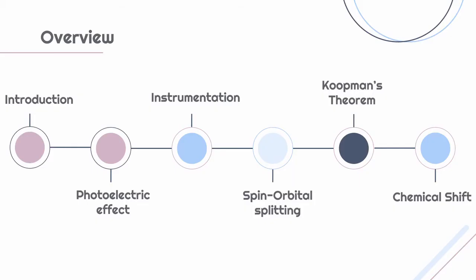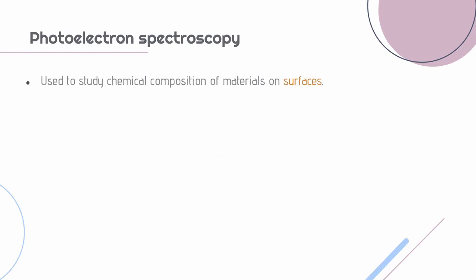We first look at a brief introduction to electron spectroscopy, and then we discuss photoelectric effect, and then basic instrumentation, that is the setup we use for photoelectron spectroscopy, and then spin orbital splitting, and then Koopman's theorem, and we end with chemical shift. Photoelectron spectroscopy is used to study chemical composition of materials on surfaces.